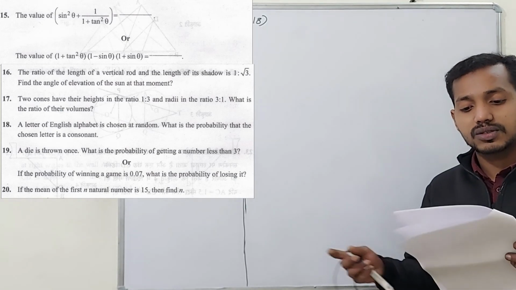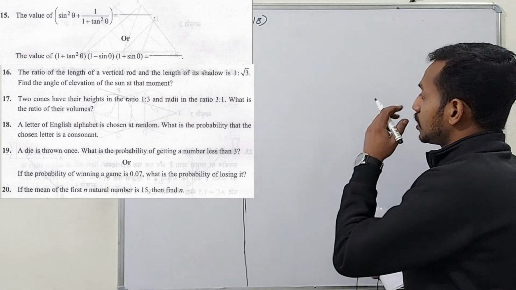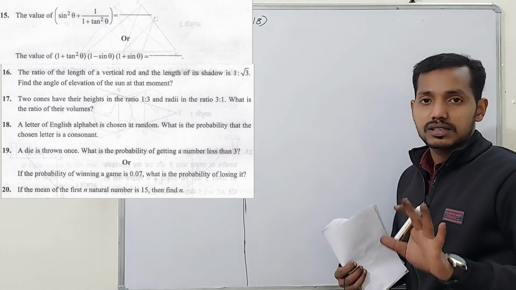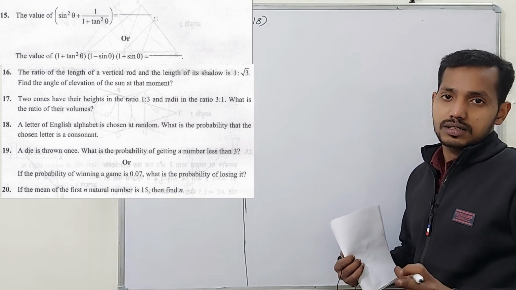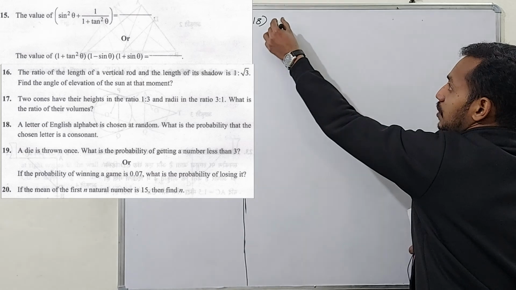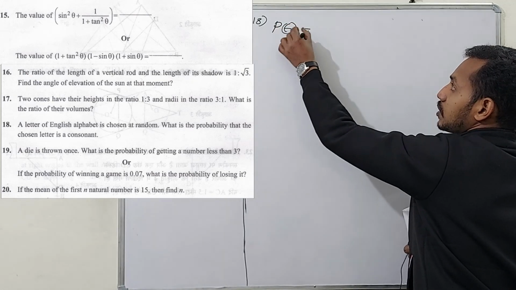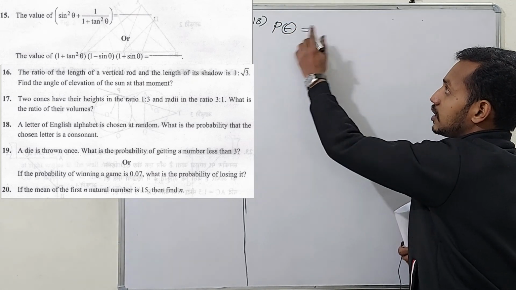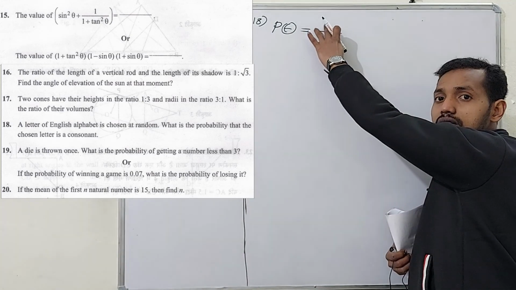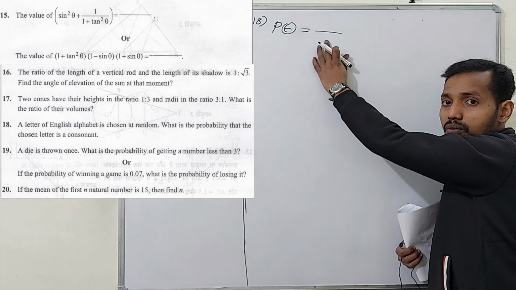What is the probability that the chosen letter is a consonant? We all know how many vowels there are: 5 vowels and 21 consonants. Clear? The probability we are calculating is the number of favorable outcomes to get that event divided by the total number of all possible outcomes.